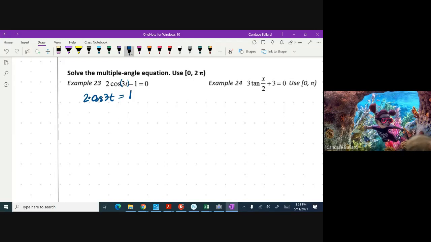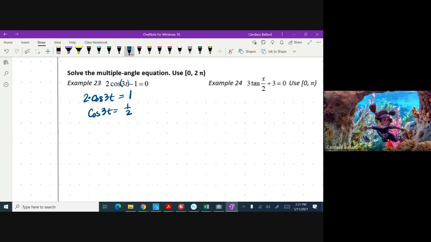What do you all think we're going to do with that 2 now? What do you think we're going to do with the 2 to get it to the other side? Help me out. Put it in the chat. What do you think we're going to do with the 2? You guys can just say it in the room. You don't have to put it in the chat. Good. All right, so we're going to divide both sides by the 2. So we've got cosine of 3t equals 1/2.